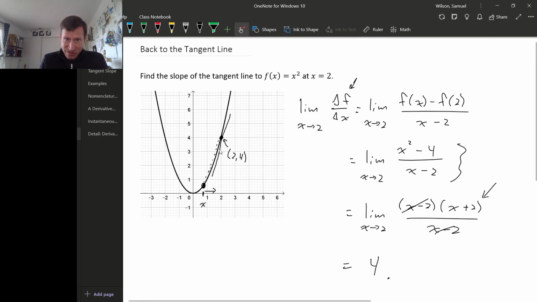Okay, so it looks like the slope of this tangent line is 4. And if you look at the sketch that we have here, that actually looks about right. The tangent line is going about like this, and so it looks like this tangent line is going over 1 and up 4. So this slope, at least on this sketch, seems right.